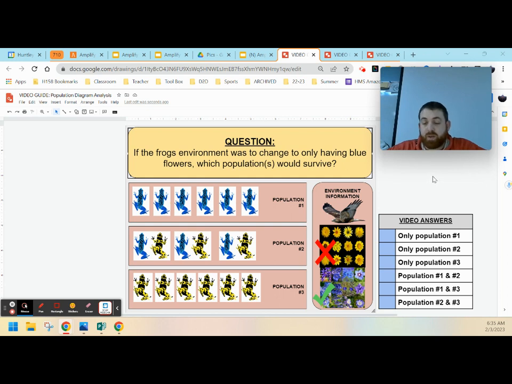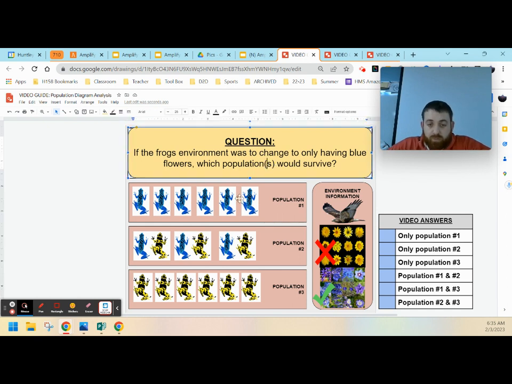Hey everybody, Mr. Reen here, and today we're going to be looking at our first story problem question that has us analyzing a population of frogs with some environmental information, looking to figure out if the frog's environment was to change to only have blue flowers, which population or populations would survive.